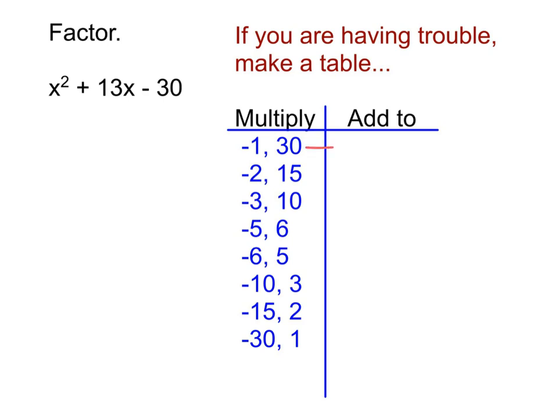So for instance, negative 1 plus 30 is a positive 29. By the way, a quick tip that's always good to remember: when you're adding a positive and a negative, whichever one you have more of will be the sign of your answer. So in this case, we had more positives than we had negatives. Therefore, my answer was positive.